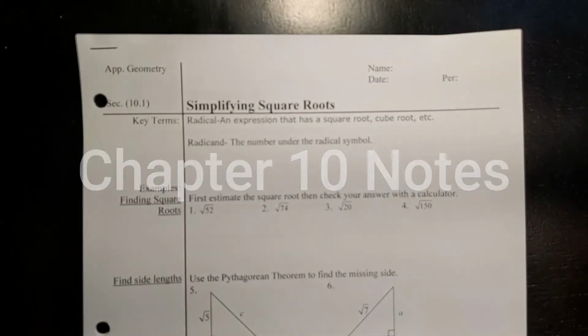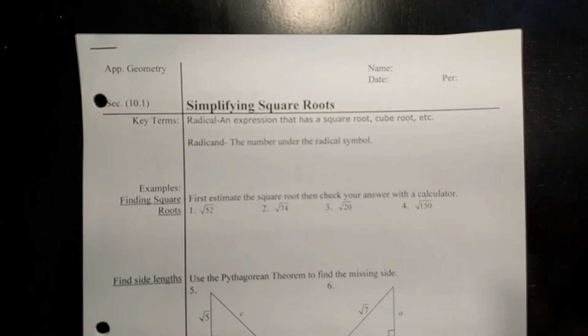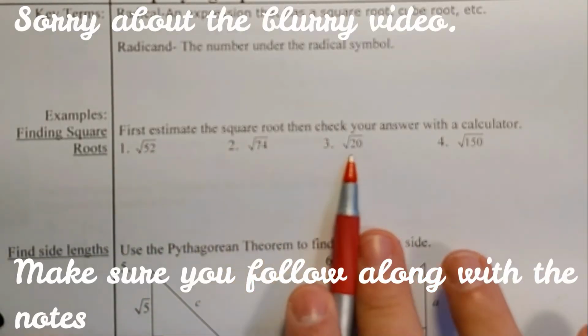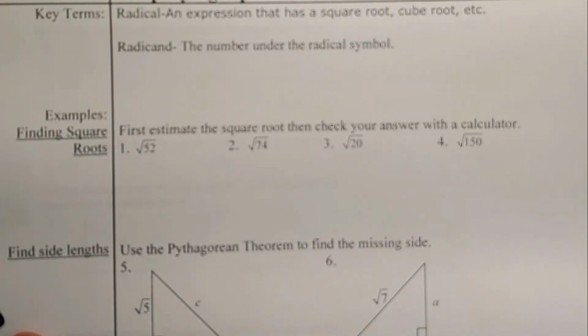Alright, this is the last chapter of the semester, chapter 10. So we're going to start off with 10.1, which is going to be a review of Pythagorean Theorem and simplifying square roots, which you've seen before. So a radical is an expression like these over here that has a square root or a cubed root, stuff like that. We're going to be dealing with square roots because we need that for the Pythagorean theorem.